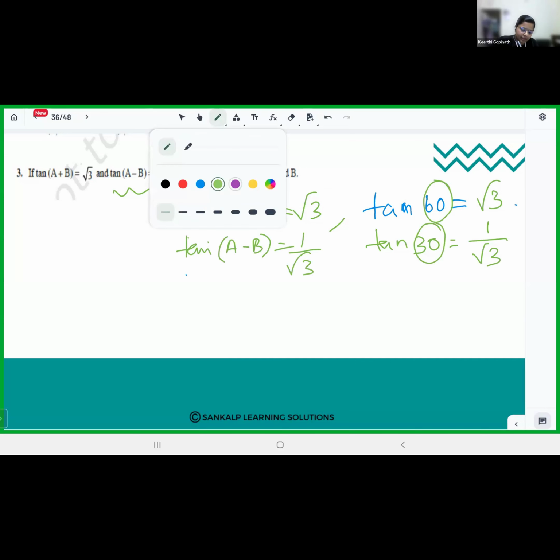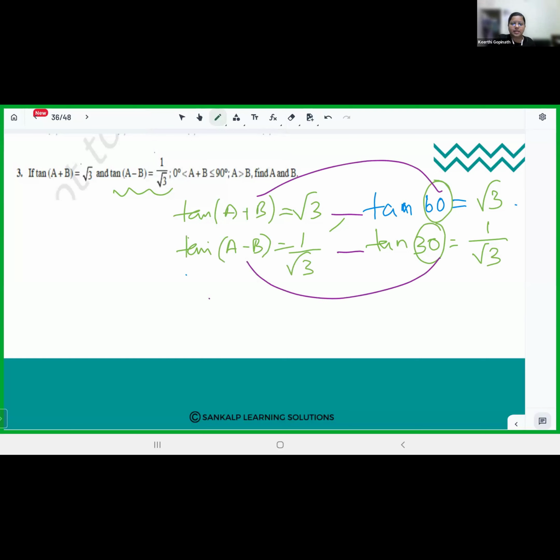All right. So comparing these two, what can you say about the values A plus B and A minus B? A plus B is nothing but 60 degree, right? And what is A minus B? On comparing, we'll get A minus B is equal to 30 degree. All right. Now solve these equations. You know how to solve equations, right? It is an equation in two variables and we have two equations. So we can solve the values for A and B, right?